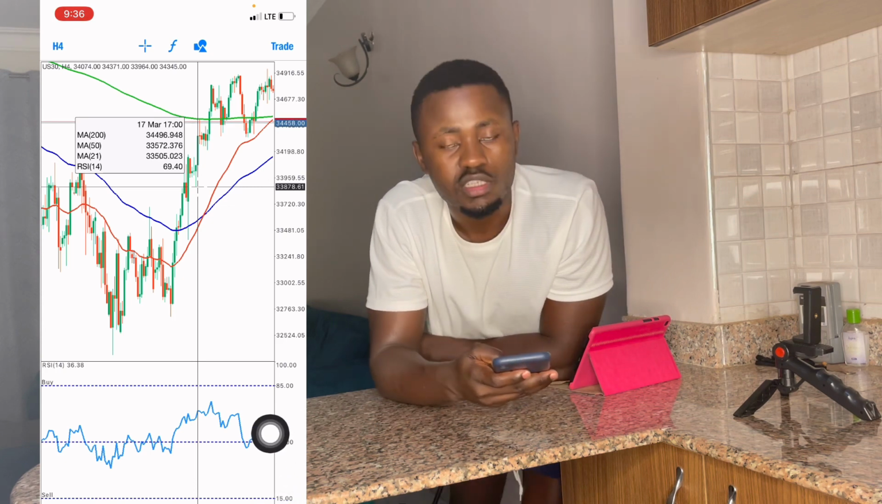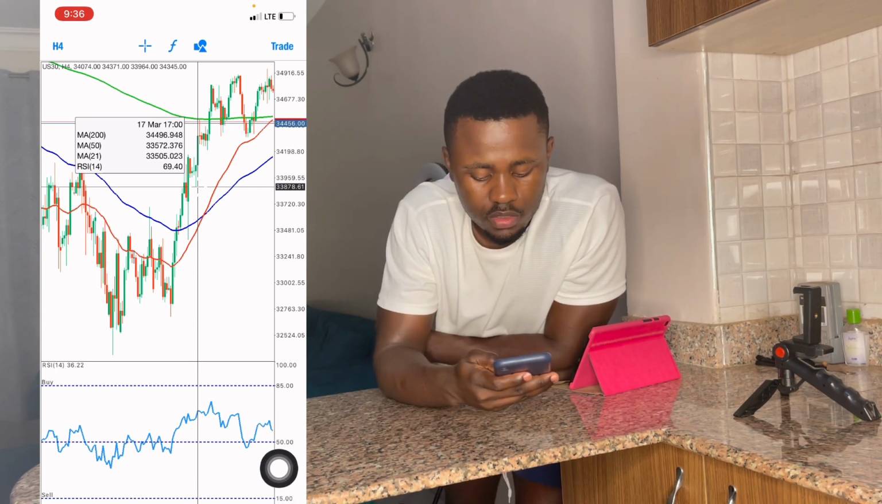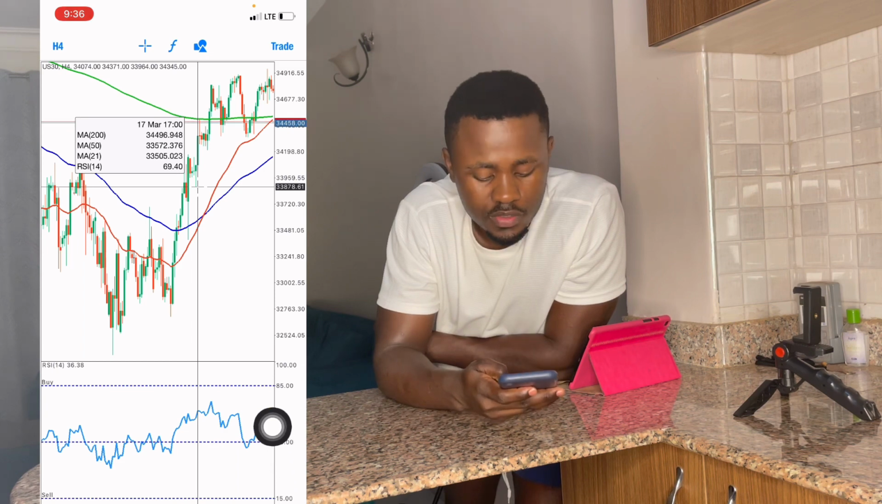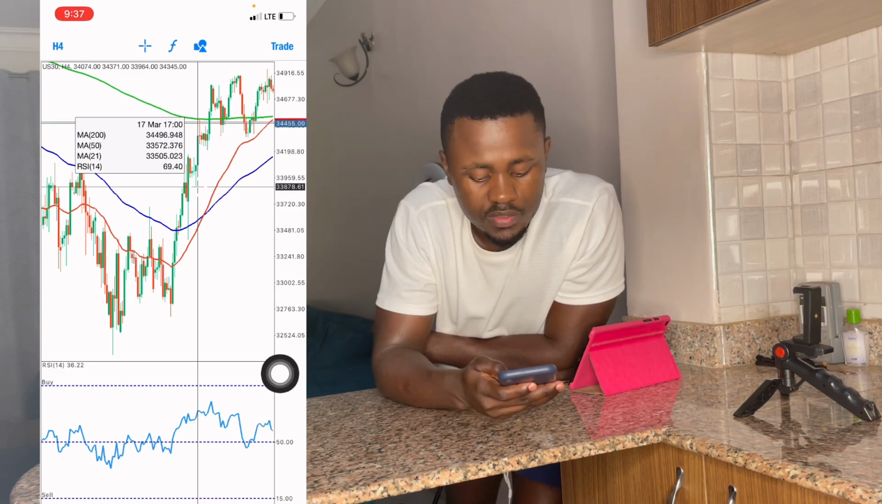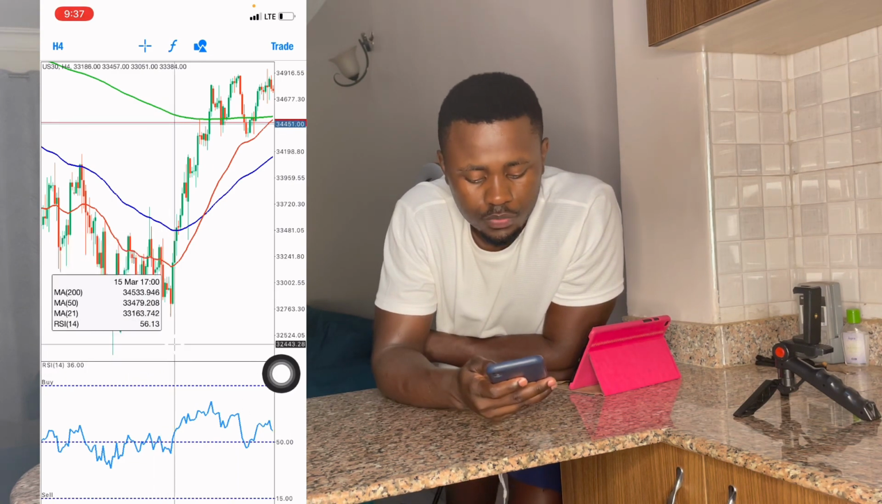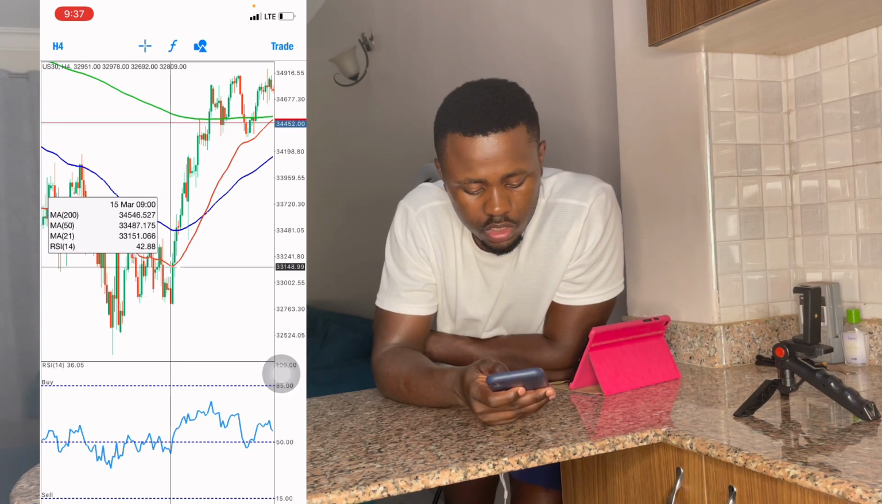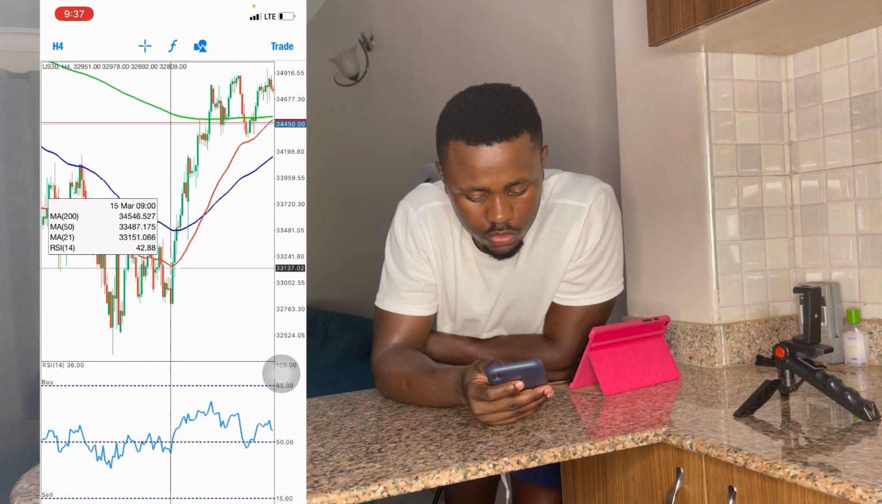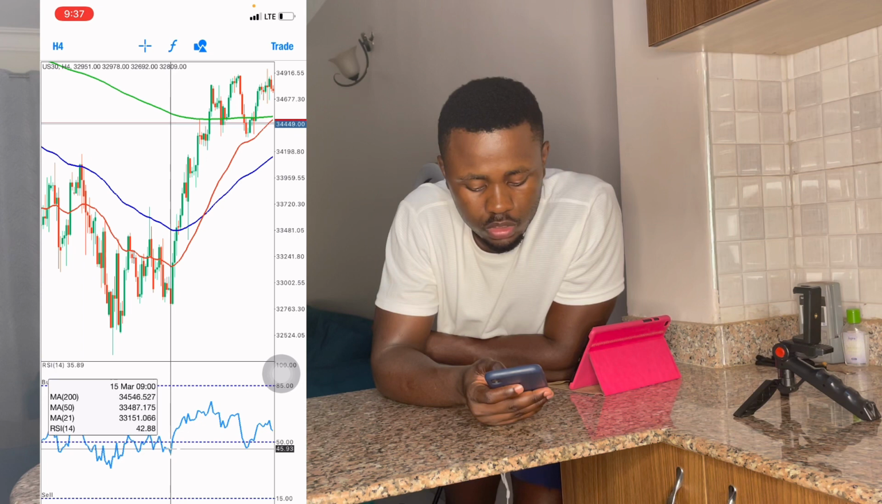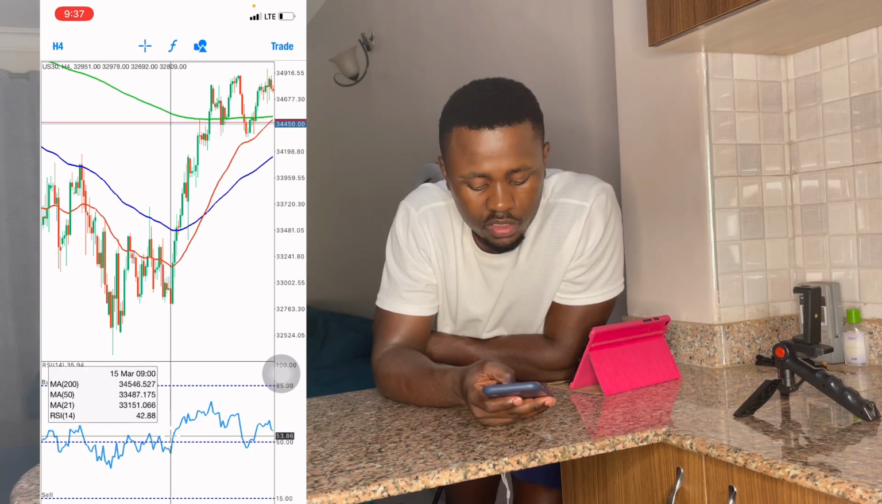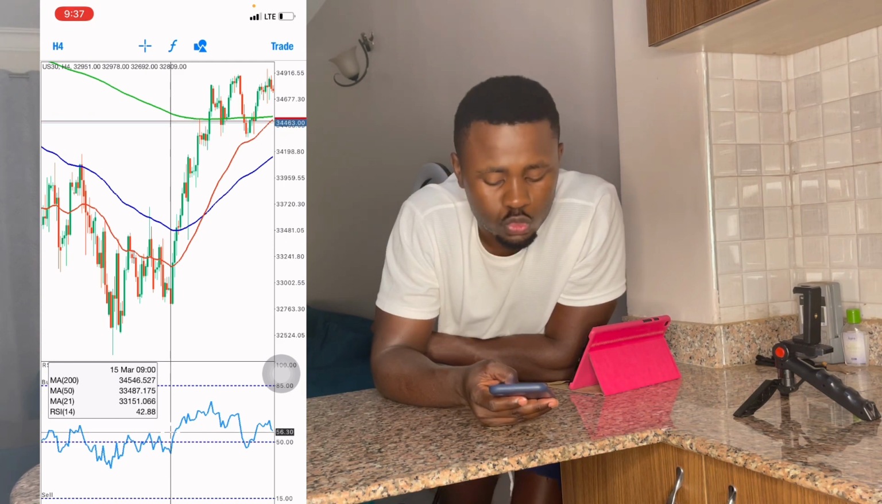So let me first explain this. When price is below the 50 level, it means the selling momentum is too much. But when the price is above the 50 level, it means the buying momentum is too much. So I will take a trade just here. As you can see here, I will take a buy trade, because when you have a big candle that represents much buying pressure, and then on the RSI down here we have price crossing the 50 level, it means the buying momentum is too much.